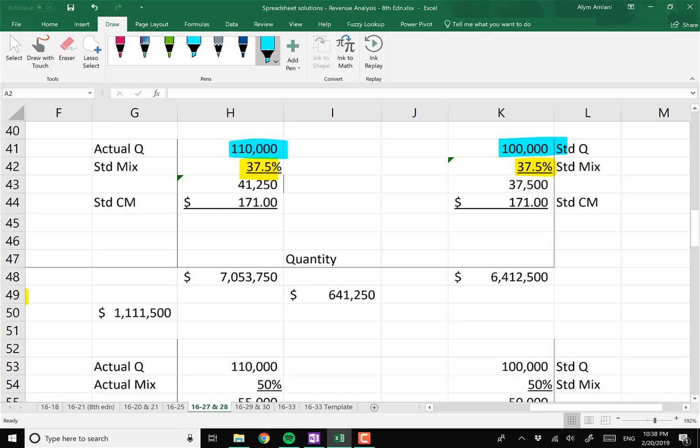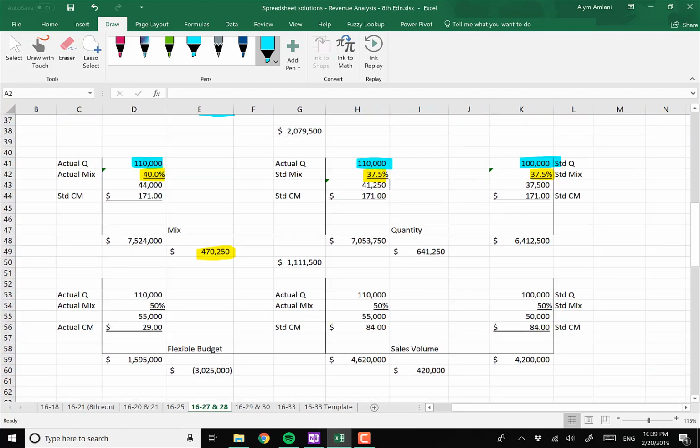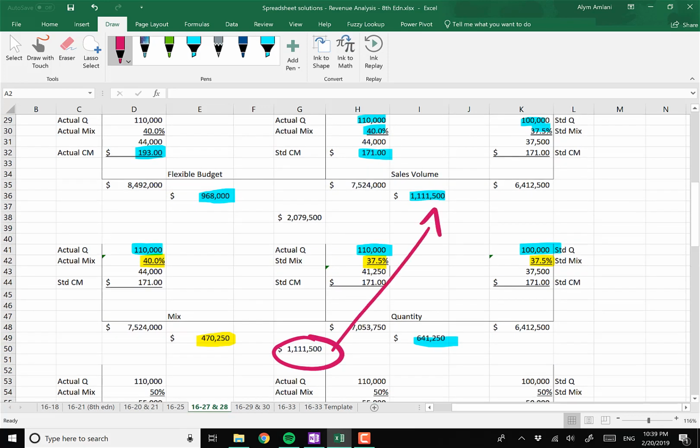Okay, so both are favorable, but we've now isolated how much of that overall change was due to mix and due to quantity. 641 was due to quantity, 470,000 was due to mix. Taken together, they give you 1,111,500. And again, just keep in mind that this number reconciles to that one up there.